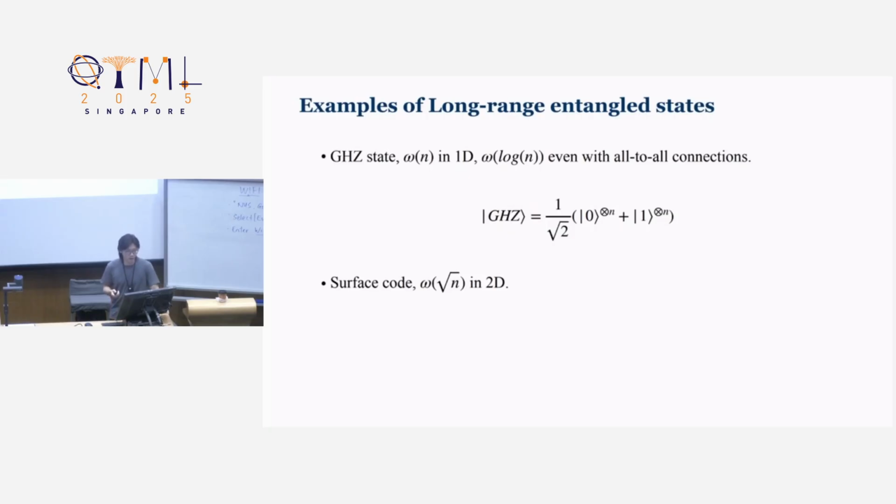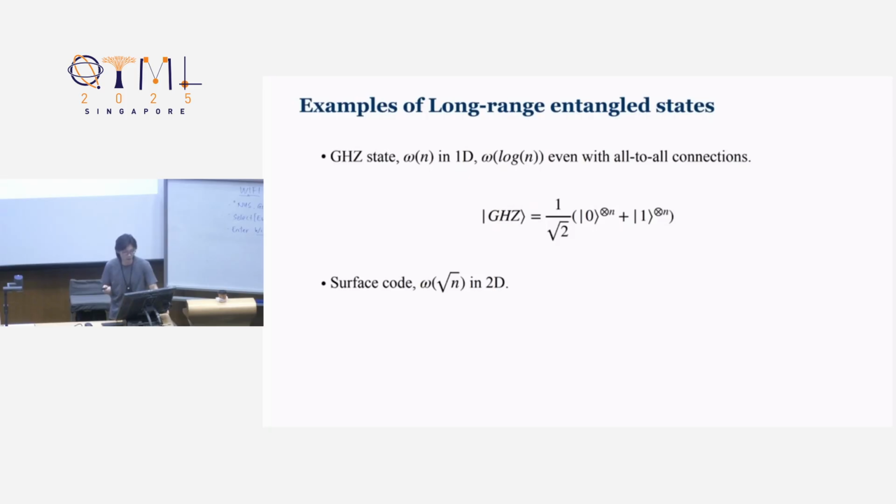For GHZ, if we want to prepare it by a unitary circuit with geometrically local gates, subject to a 1D topology constraint, it takes a depth linear in n, where n is the number of qubits. Even if you have an all-to-all connection circuit, you still need an omega log n depth circuit. Basically, the state is a lot of zeros superposed with a lot of ones, so it's globally entangled together. It is very difficult to actually generate such entanglement.